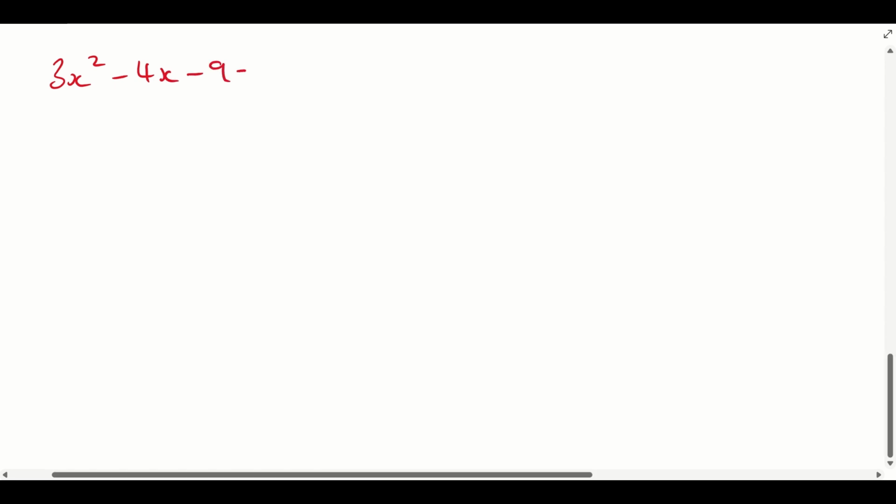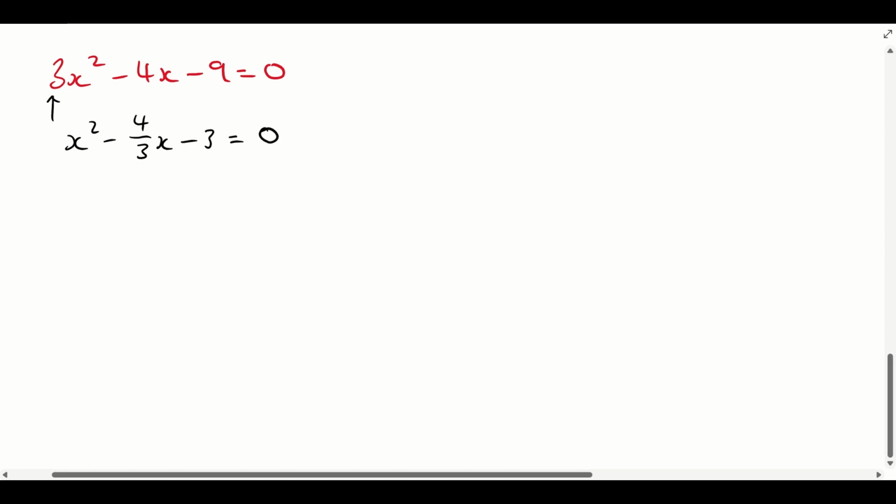Let's look at another example. We might have that we want to work out when 3x squared take 4x take 9 is equal to 0. Now the first thing that we would want to do here is get rid of this 3, which is attached to that x squared. We want to get rid of that as soon as we can. So if we divide everything through by 3, then here we just get x squared take 4 over 3x take 3, and well, 0 divided by 3 just gives me 0.